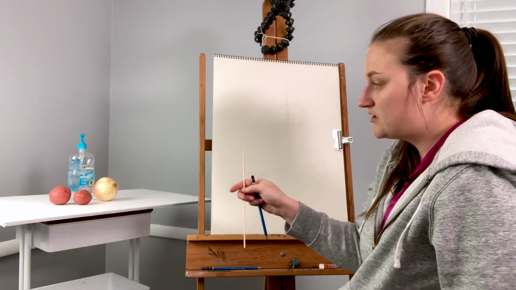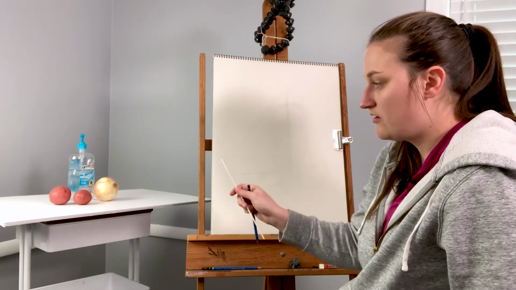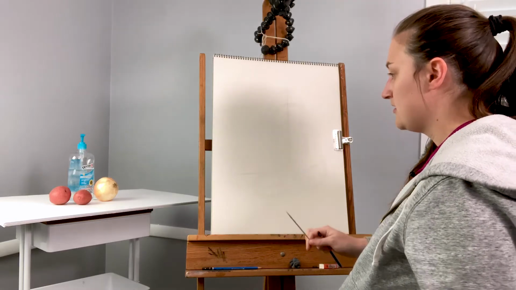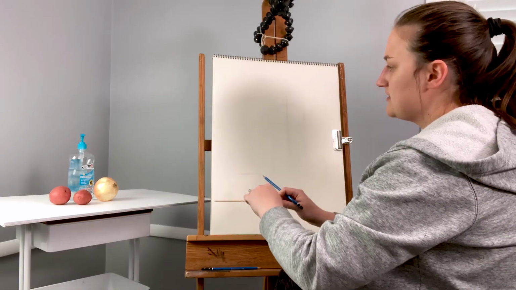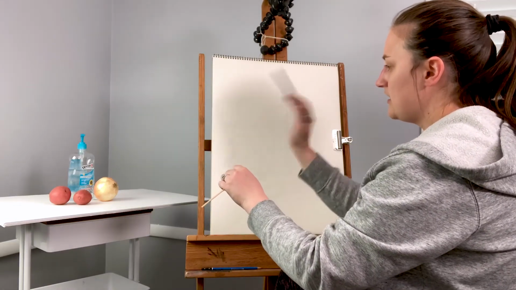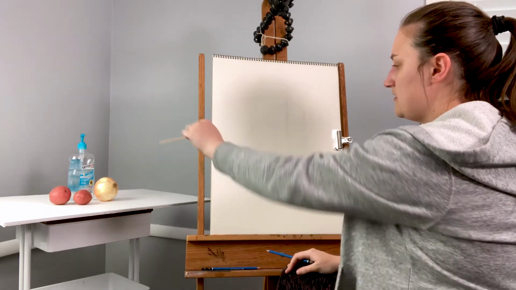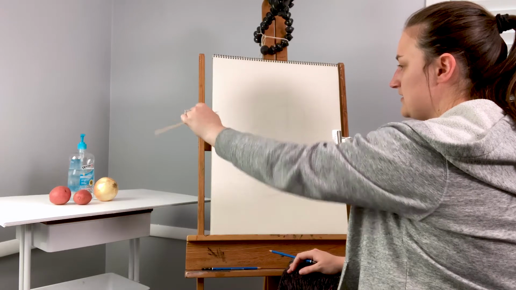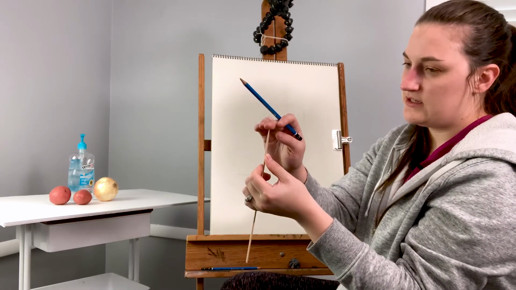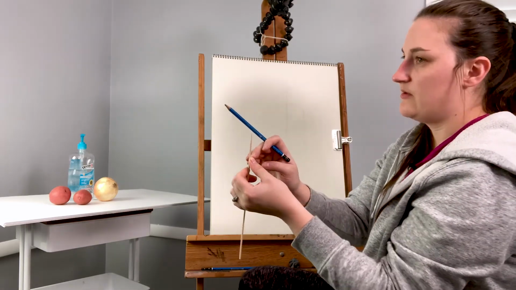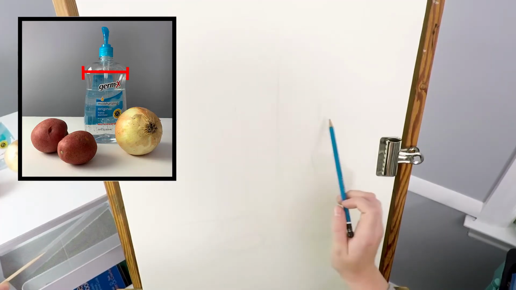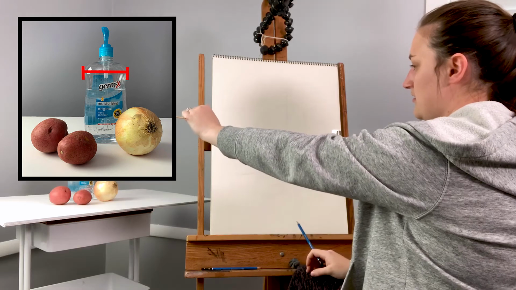I'm going to cite the relative proportions of objects to each other and the heights and the widths of each object. So the first thing I'm going to do is cite the width and the height of the hand sanitizer compared to itself. I am holding my citing stick so that the top of the citing stick is one side of the measurement and the tip of my thumb is the other, and I'm holding it perfectly horizontally through this part of the hand sanitizer.